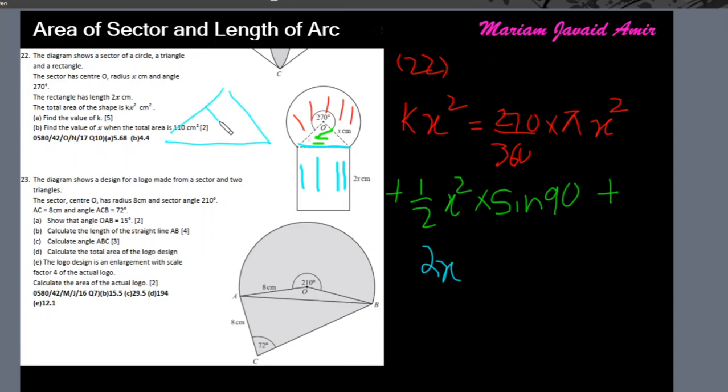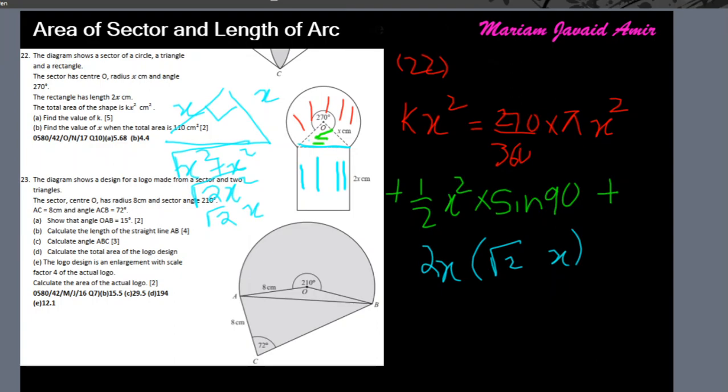This is 90 here, and this is x and this is x. So we can find the hypotenuse using Pythagoras theorem, which is square root of x square plus x square, which gives us square root of 2x square, which is square root 2 times x. So times square root 2 times x. So what do we get?